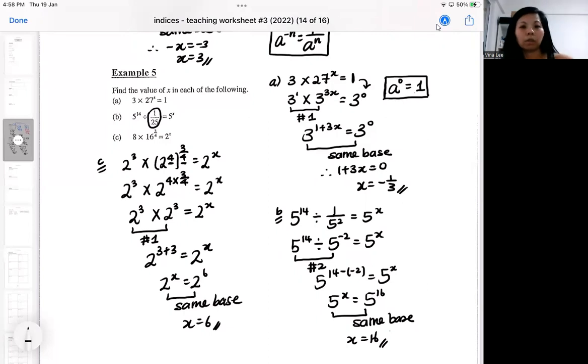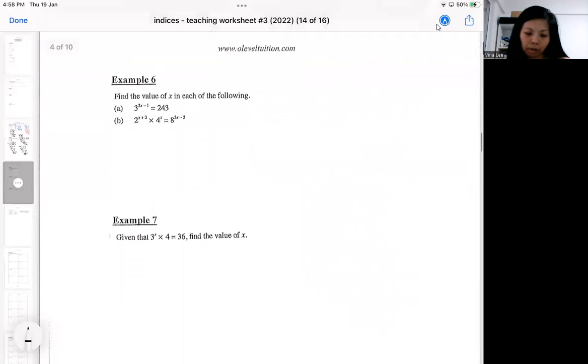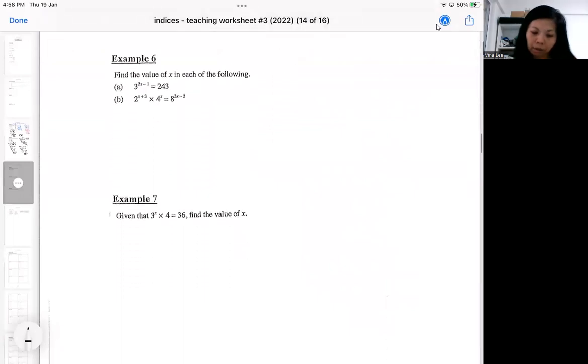So there will be a mixture of the rules that you will need to apply before you can come to the foundation method: same base, compare power. So that will be how good you are at twisting all the rules that you have. Okay, so let's look at example 6.